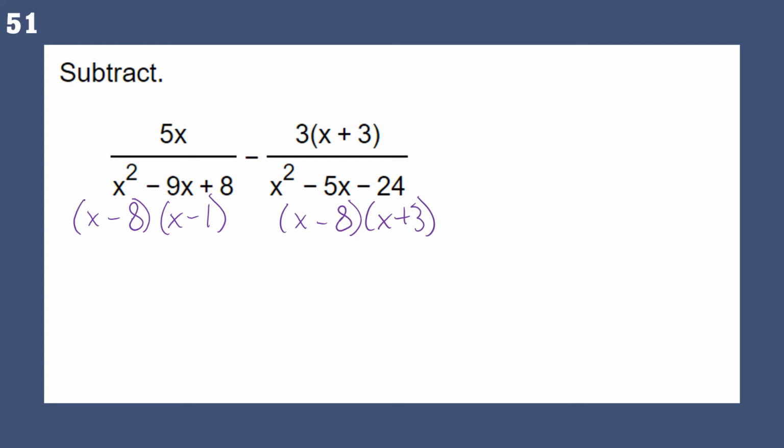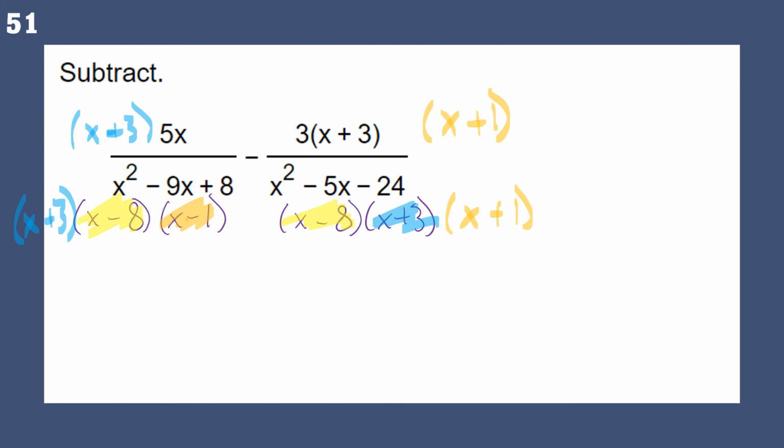Now you notice that there's some repeats there. In other words, hopefully you can see that the x minus 8 is there twice, which means our LCD is going to be that x minus 8, but we also need the x minus 1 and the x plus 3 that are in the other part. So we need all three of those represented in our LCD. And what we're going to do is make that work by putting the x plus 3 that's missing on the top and bottom on the left, and then we're going to put the x plus 1 that's missing on the top and bottom on the right.